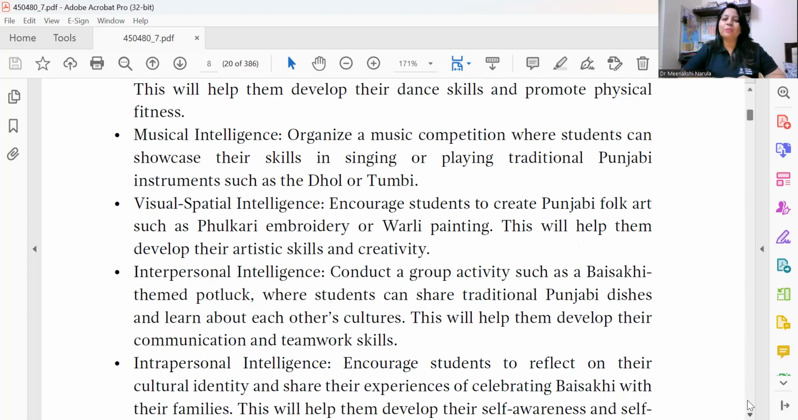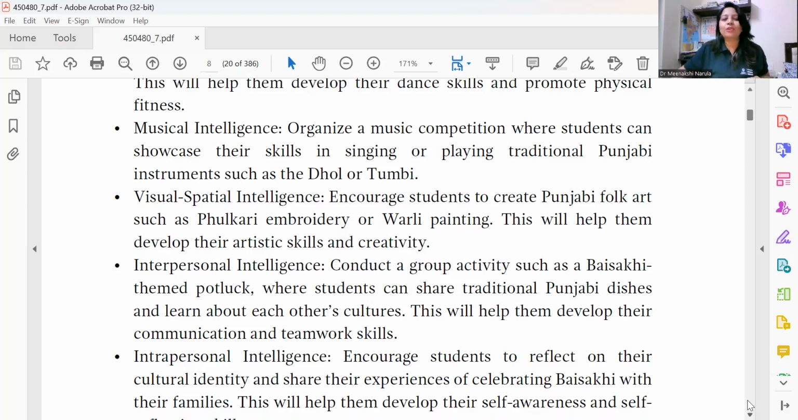If I talk about interpersonal intelligence, conduct group activities such as a Baisakhi themed potluck, where students can share traditional Punjabi dishes and learn about each other's culture. This will help them develop their communication and teamwork skills. And obviously, they will learn to share. Sharing is caring. Let them have a potluck lunch, right, where the children bring food items related to Punjabi culture from their homes, and they can share with each other. Sit together, and you can conduct the same with your teachers also.